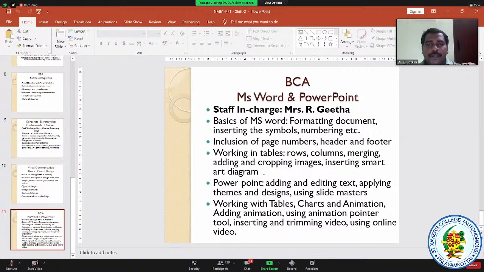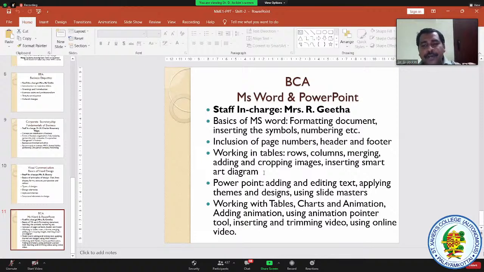BCA offers a course, MS Word and PowerPoint. The staff in charge of this paper is Ms. R. Geeta. Here, the basics of MS Word are given, like formatting documents, inserting symbols, numbering, etc. Later, the inclusion of page numbers, header and footer, and how you have to adjust the space without affecting the content will be given. Working with tables is also given training: rows, columns, merging, adding and cropping images, inserting SmartArt diagrams, all these things are given.